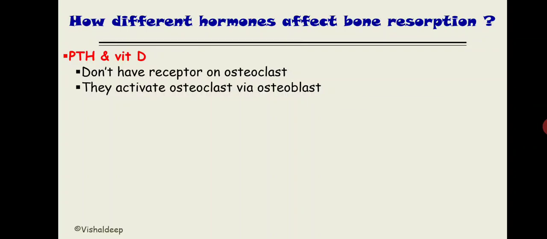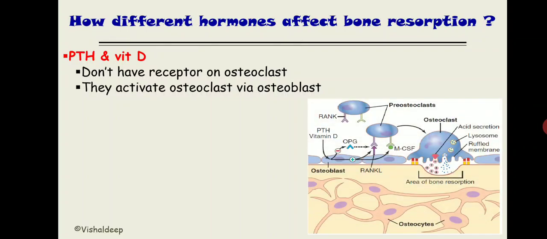You remember the previous figure like this. Parathyroid hormone and vitamin D both have a receptor over the osteoblast. They do not have a receptor over the osteoclast. So whenever vitamin D and parathyroid hormone increase in the circulation, they bind with the osteoblast and recruit more osteoclasts, converting more osteoclasts from monocytes, and cause bone resorption. Got it? And via that it stimulates bone resorption.